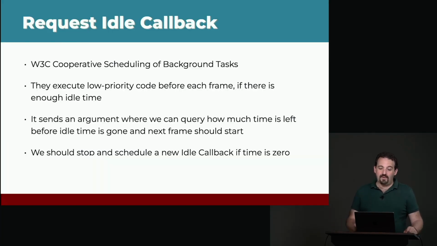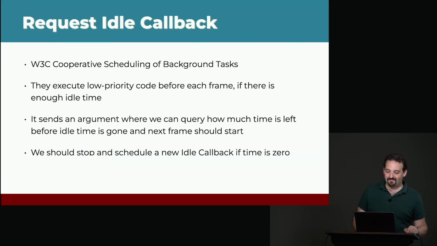requestIdleCallback is the one that I mentioned before. It's known as cooperative scheduling of background tasks. And when I say background task, a lot of people say, oh, that's good, but that's not what you're thinking. It's just to execute low-priority code before each frame, if there is enough time. Remember, the idea here is to keep the frame rate consistent. It gives an argument where we can query how much time is left. So it might say there are only 10 milliseconds, and you say, oh, no, I can't do what I need. So, okay, let's try the next one.